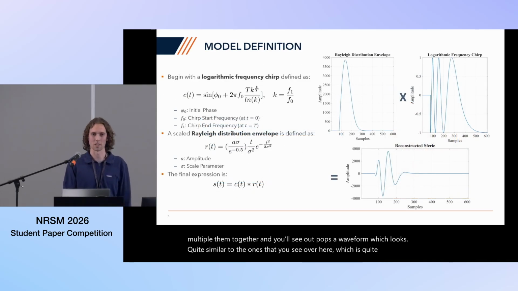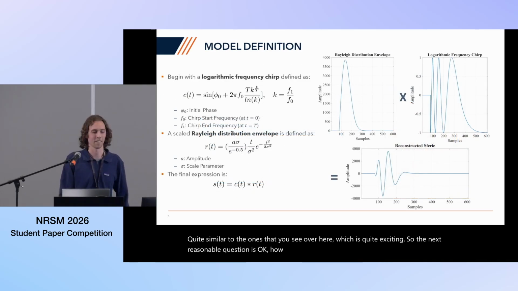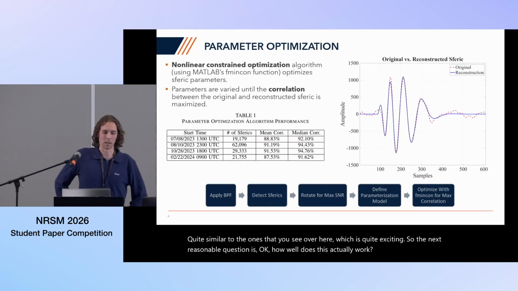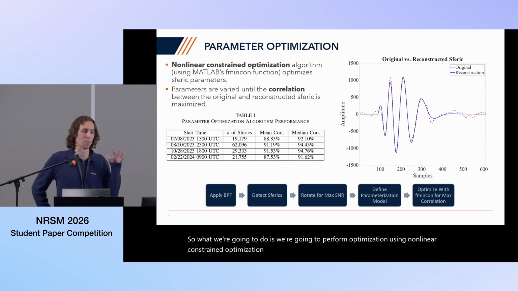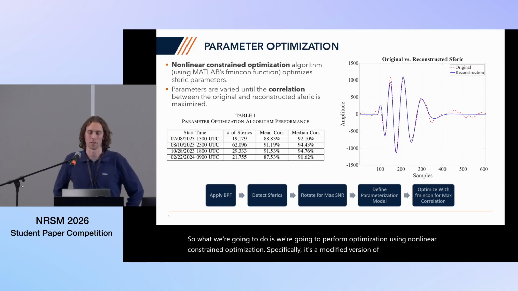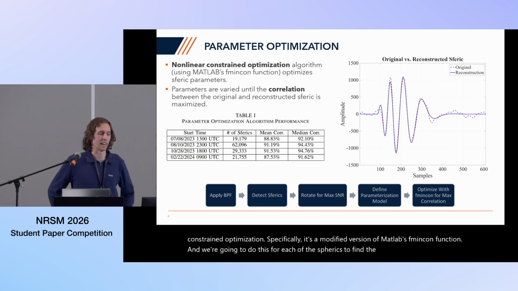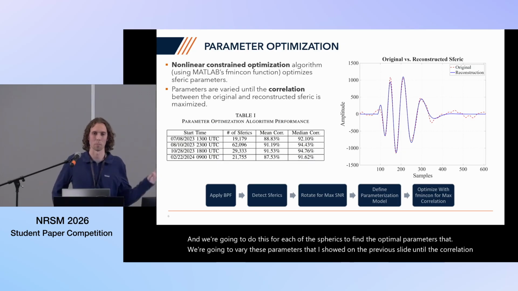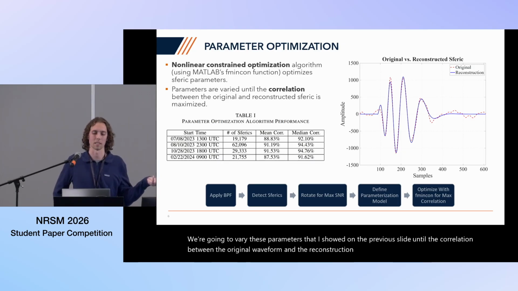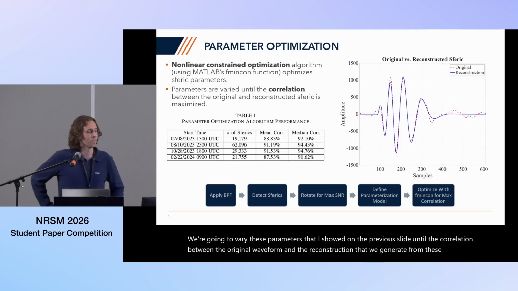The next reasonable question is, okay, how well does this actually work? What we're going to do is perform optimization using nonlinear constraint optimization. Specifically, it's a modified version of MATLAB's fmincon function. We do this for each of the spherics to find the optimal parameters, varying the parameters I showed on the previous slide until the correlation between the original waveform and the reconstruction we generate from these parameters is maximized.